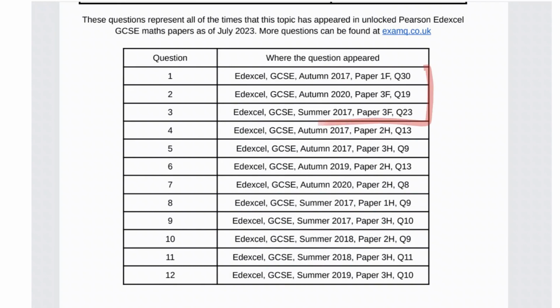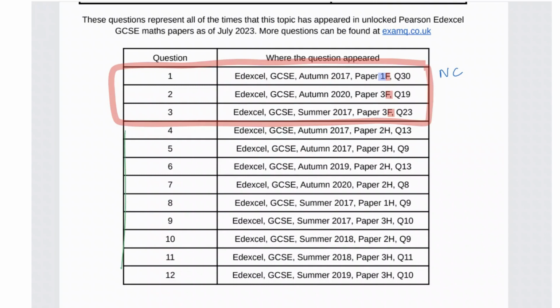The first three questions we're going to do are from foundation papers because of the F. The F stands for foundation, and the number in front stands for what paper it is. So for instance, because the first question is from paper 1, that's a non-calculator question. So when we do that, we shouldn't be using a calculator.